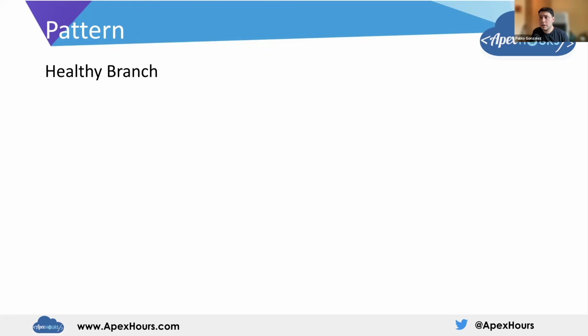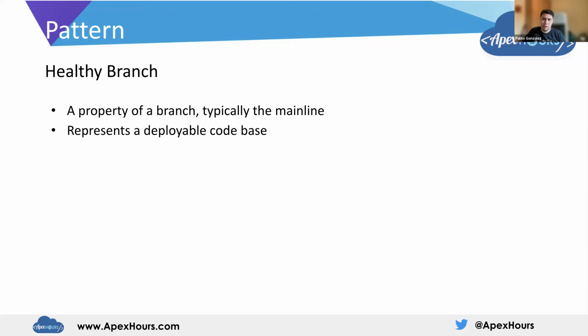Now, another pattern is a healthy branch. A healthy branch is not really a branch per se. It's a property, an attribute of a branch. And typically the mainline would be considered a healthy branch. So a healthy branch is a branch that represents a deployable code base. So let me stop for a bit and explain what that means.